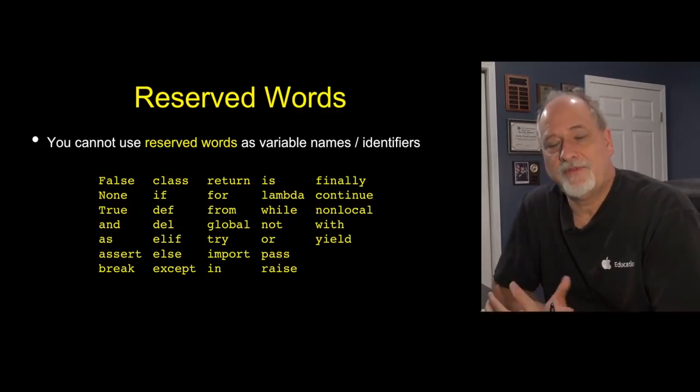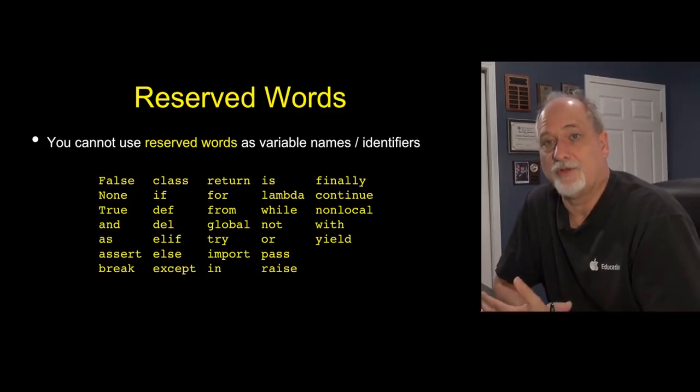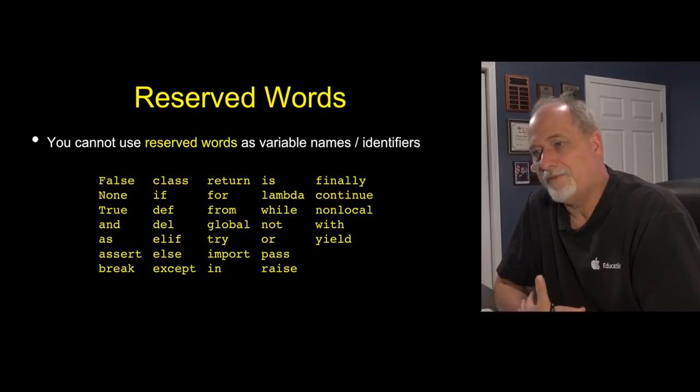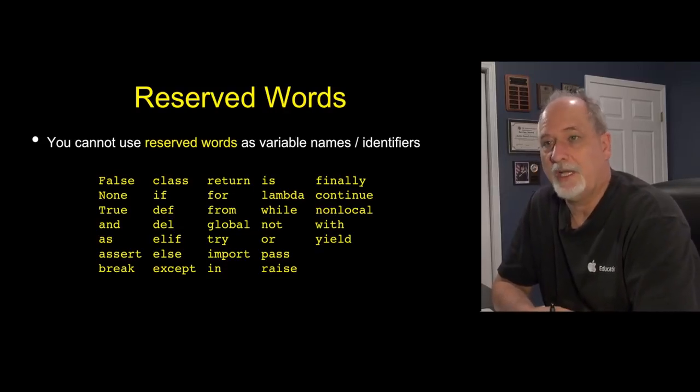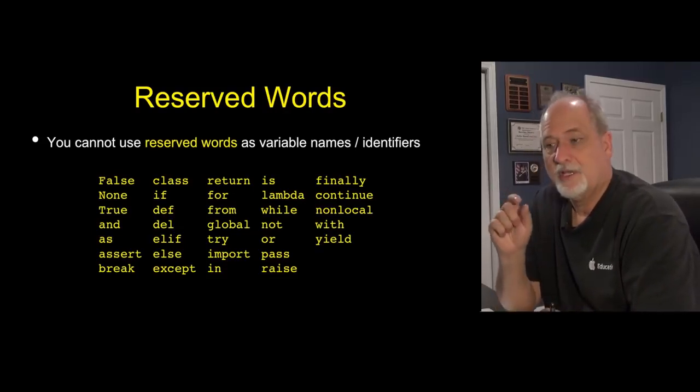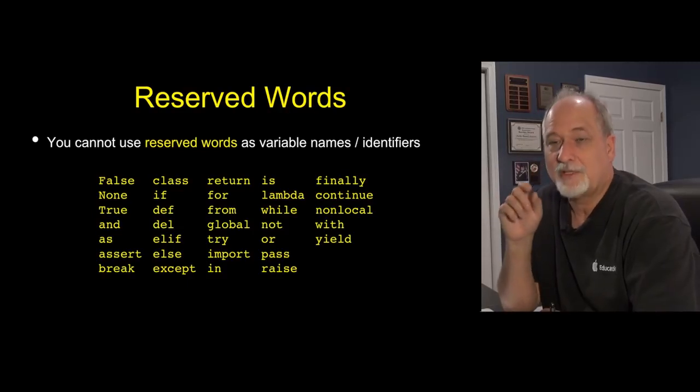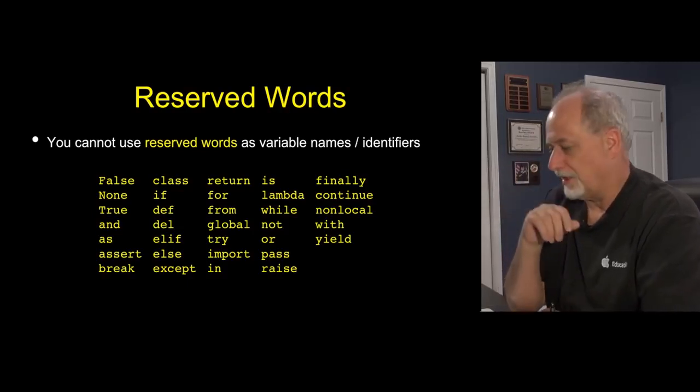The other foundational notion of any programming language are the reserved words. And like I said before, reserved words are special words where Python is listening for them, and they have very special meanings. So when Python sees if, it's not just any other word, it means how Python implements conditional execution.